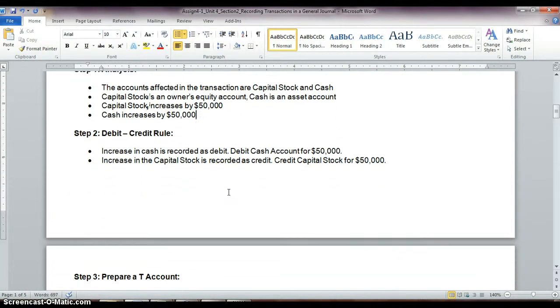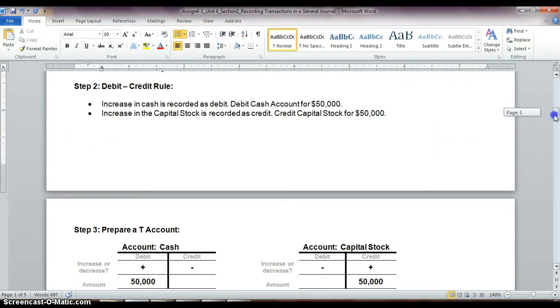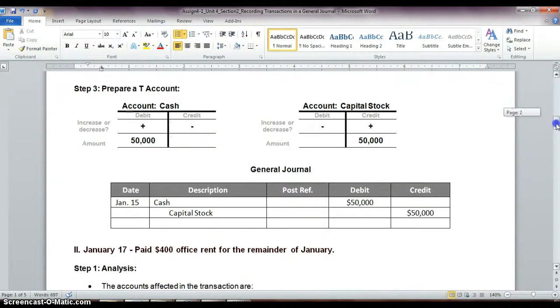Step 2, we want to look at our debit-credit rule. An increase in cash, which is an asset account, is recorded as a debit. So we're going to debit our cash account for $50,000. An increase in capital stock, which is an owner's equity account, is recorded as a credit. So we're going to credit capital stock for $50,000. That's step 2, just determining debit and credit.